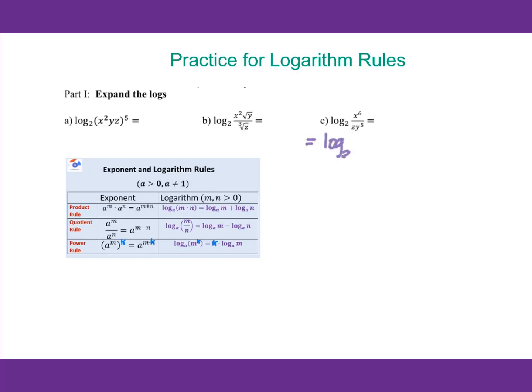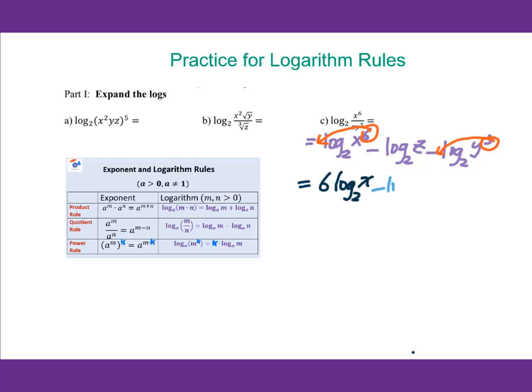Log base 2 of x to the 6th power. Denominator, you have to use a subtraction. Log base 2 of z minus log base 2 of y to the 5th power. Then drop down the exponent. So we got 6 log base 2 of x minus log base 2 of z minus 5 log base 2 of y.